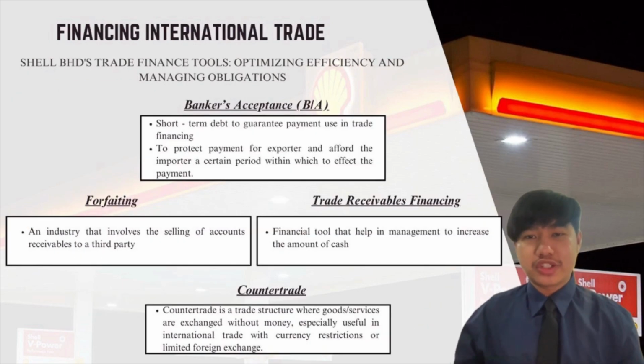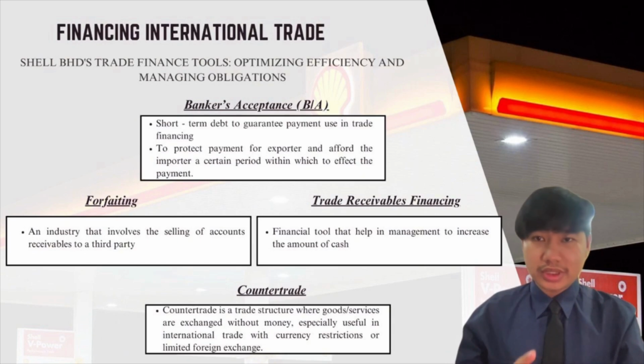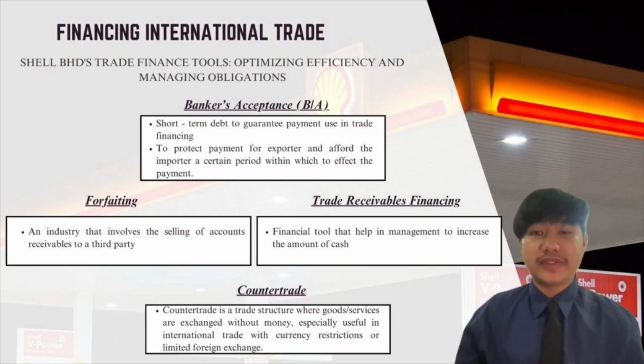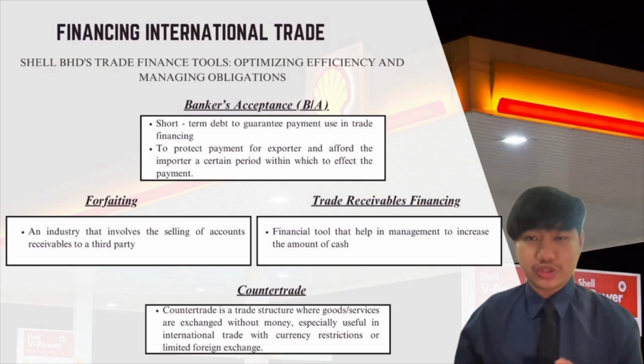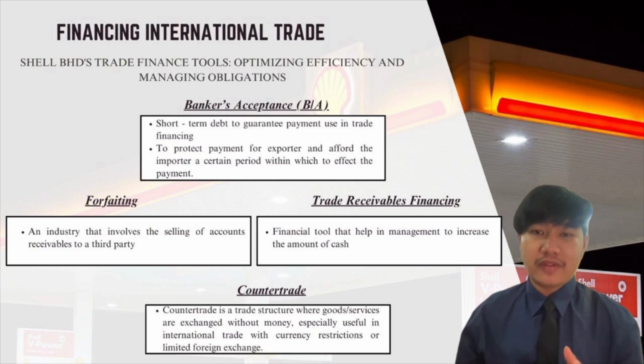So for the next part, Shell Malaysia Berhad is likely to use a variety of trade finance tools which help manage its financial obligations while maintaining operational efficiency. The first one is banker's acceptance, one of the most common short-term credit tools in the field of trade finance. It is an instrument through which a bank undertakes to pay a specific sum of money at a future and fixed date, often employed in international business.